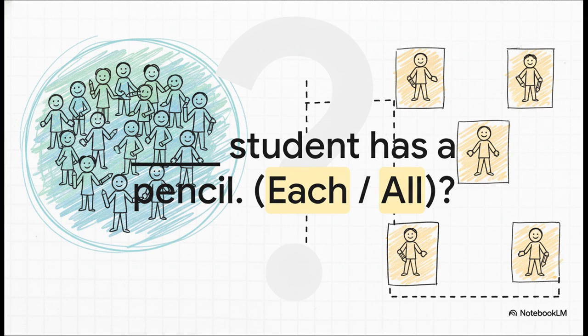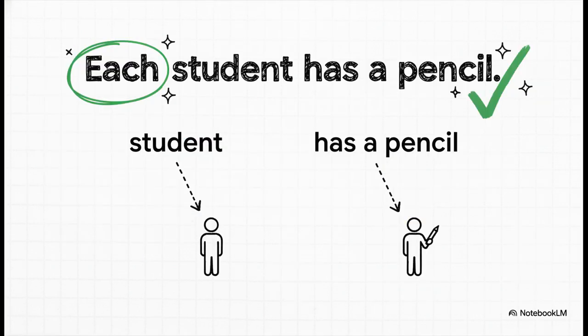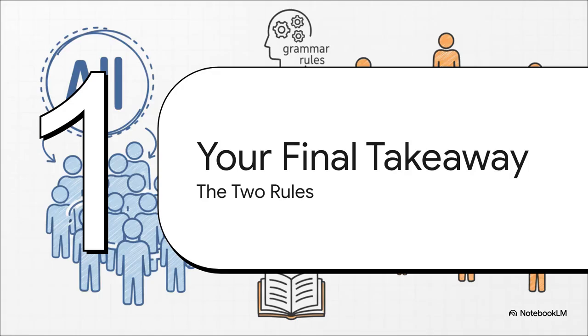All right, for this last one, we're going to flip it around. Take a look at the sentence. Student has a pencil. Should that blank be filled with each or all? The clue is in the words that are already there. The correct word is each. And why? Because student is singular, and the verb has is singular. Only each works with that singular combo. See how you can work backwards? Awesome job.